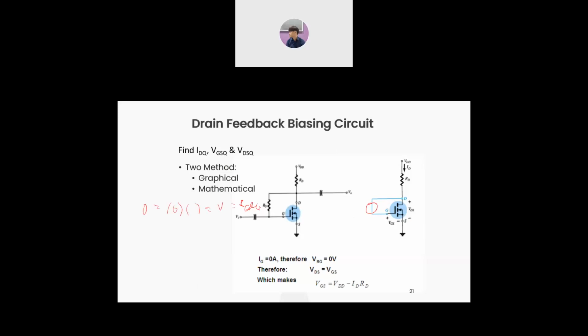Therefore, because of this situation, your VDS here is just equal to your VGS, because there is no voltage drop here. So VGS is equal to VDS.